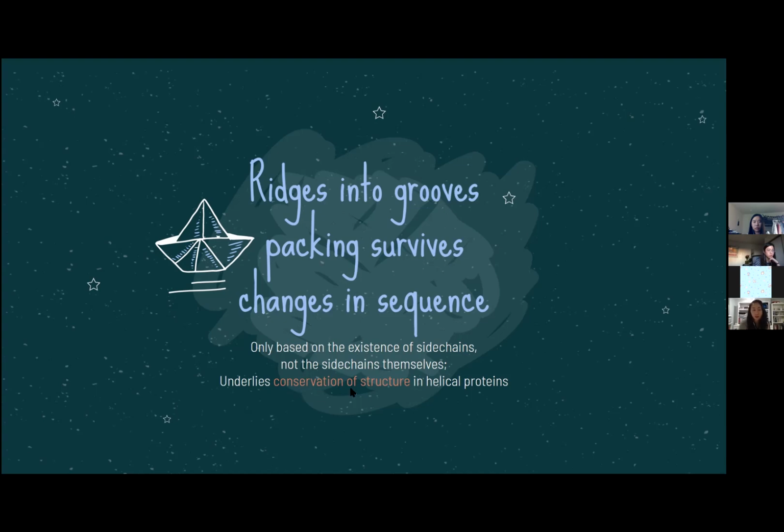We'll often see that proteins adopt very similar structures, even though their sequences are really different. And that's because this ridges into grooves packing, for example, is not dependent on these sequences, just the fact that there are side chains in general.